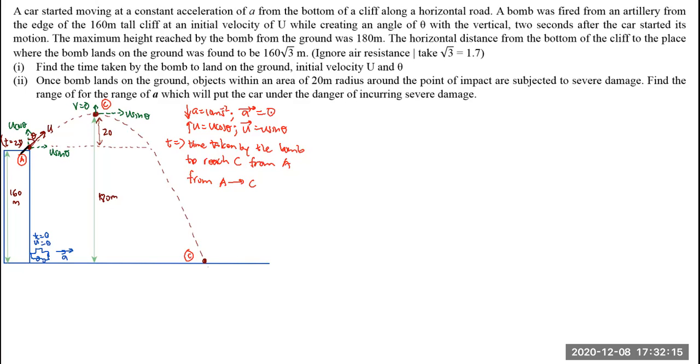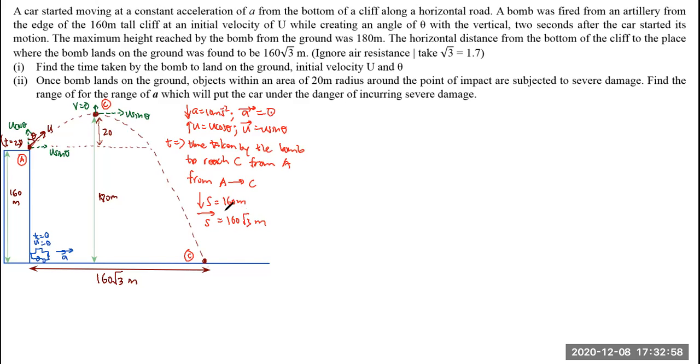From A to C, you can see the object has gone down 160 meter distance. And horizontally, they have told in the question, I forgot to mark that. So what is the horizontal distance the bomb has moved? That is 160 root 3 meters. All right, fine. So from A to C, if you consider, there's a vertical displacement component of 160 meters. And the horizontal displacement will be from A to C, 160 root 3 meters.